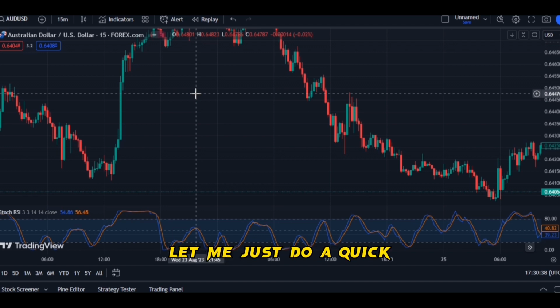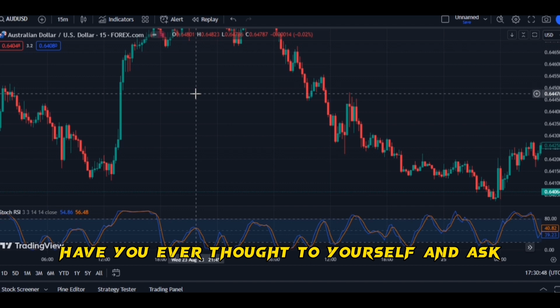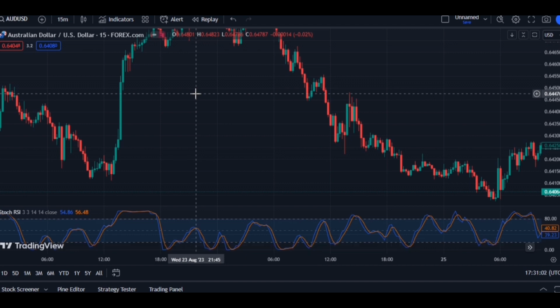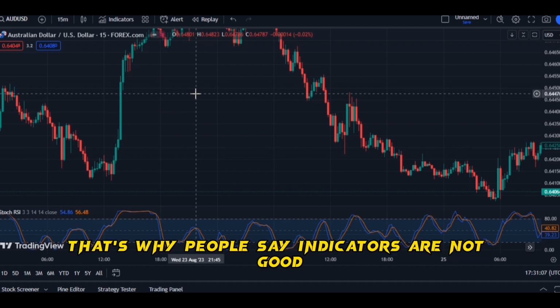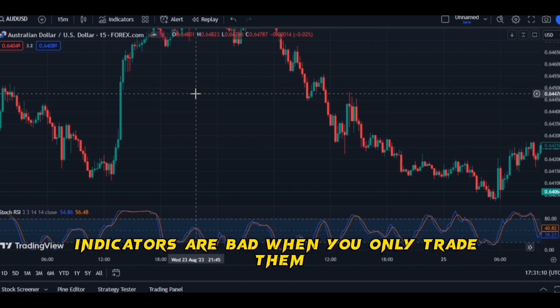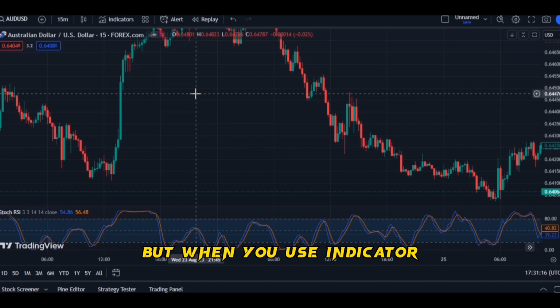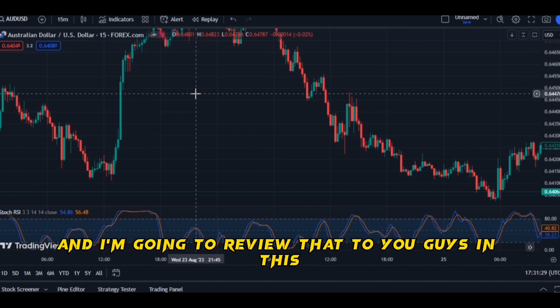But before we dive in, let me just do a quick introduction. This is the secret about trading. Have you ever asked yourself why indicators were created? Indicators were created to make our trading easier. They were not created for us to just use as a point of entry only. That's why people say indicators are not good. Indicators are bad when you only trade them without identifying market structure. But when you use an indicator with market structure, you have created a monster, a monster that even the industry is scared of. And I'm going to reveal that to you guys in this video.